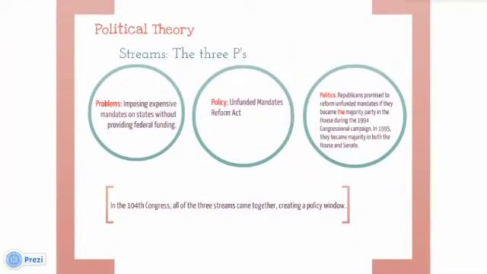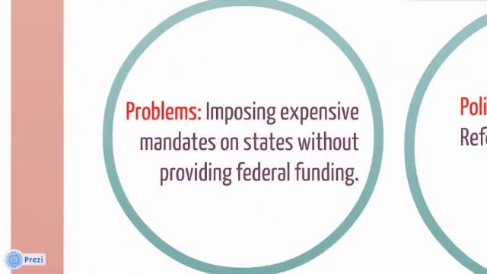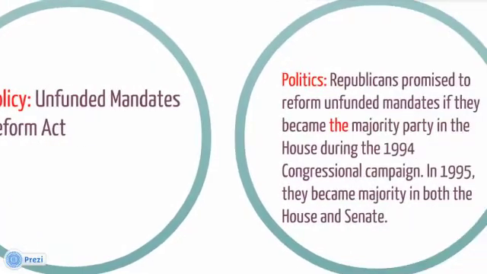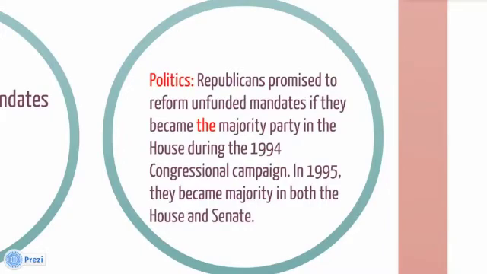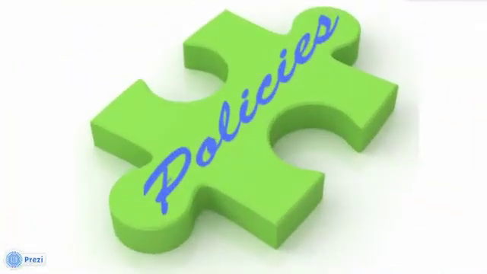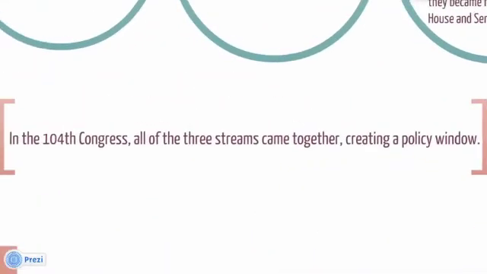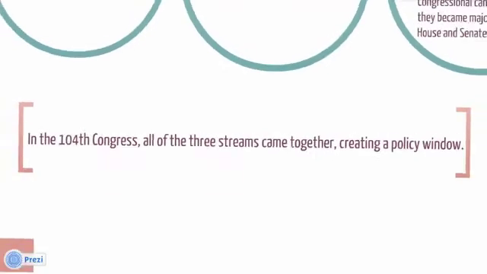In the streams theory of the political process, there are three families of process, or the three Ps: problems, policies, and politics. The three streams generated out of this are problem recognition, the formation and refining of policy proposals, and politics. These streams operate relatively independently of each other, but not completely. All of the streams must come together in order to produce legislation. This coming together is called a policy window. The Unfunded Mandate Reform Act is an example of such legislation.